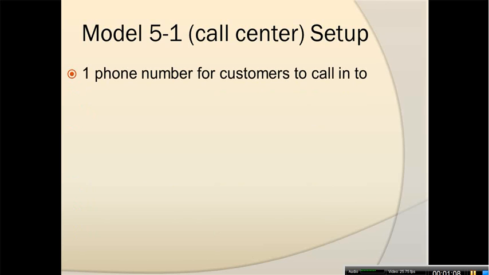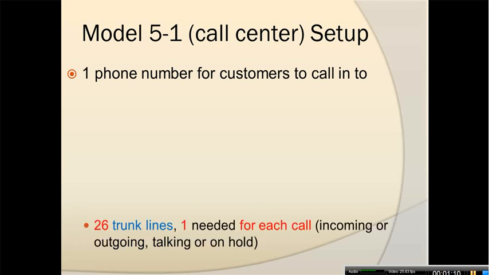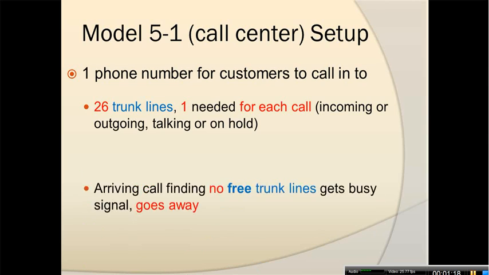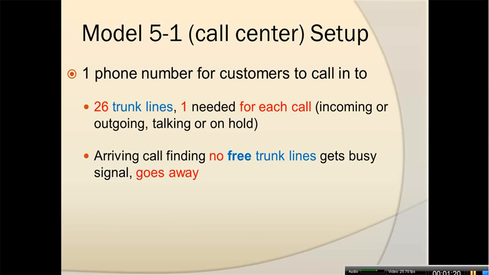So let's talk about the setup of model 5.1. We have one phone number for customers to call into, 26 trunk lines, one needed for each call, incoming or outgoing, talking or on hold. An arriving call, finding no free trunk lines, gets a busy signal and goes away. A count of the number of such rejected calls will also be introduced in the model.